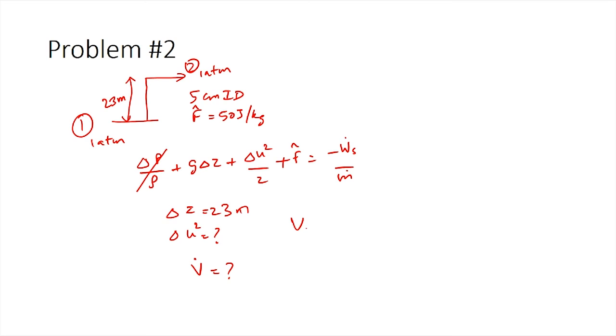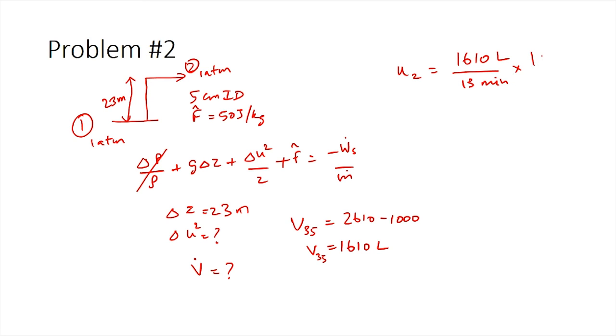So, the volume of 35% glycerol mixture would be 2610 minus 1000, giving a value of 1610 liters. This is the volume which we are adding. We know that this is being added over a period of 13 minutes, from which we can calculate the volumetric flow rate. From the volumetric flow rate, we can calculate the linear velocity by dividing it by the cross sectional area. So, linear velocity at point 2 would be equal to 1610 liters divided by 13 minutes, times 1 meter cube per 1000 liters, just for converting to meters, and the minutes can be converted to seconds as 1 minute contains 60 seconds.